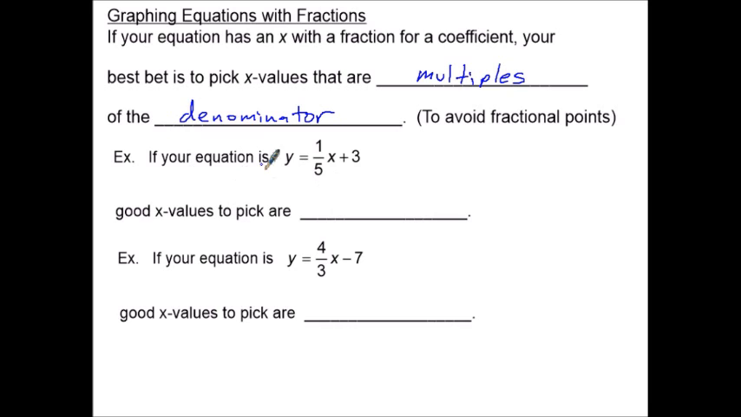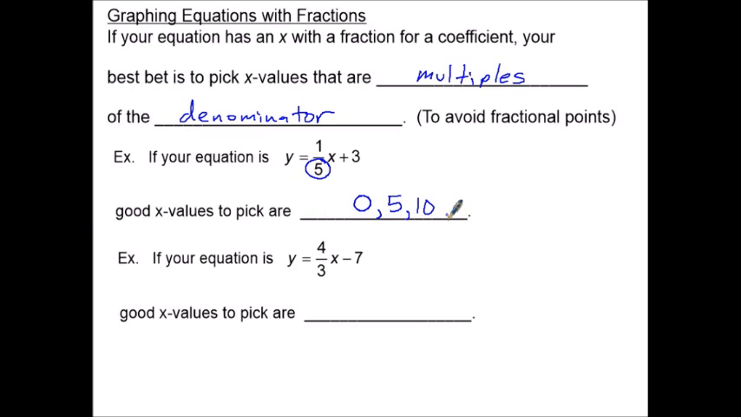Okay, so for instance, your equation is y equals 1/5 x plus 3. Again, I'm looking at my denominator now. So I'm looking at that 5 and thinking, okay, what are multiples of 5? Now first of all, one thing that most people don't think of when they think multiples is 0. And 0 is actually a multiple of every single number, which is kind of nice. So a number I can always pick is 0. Okay, and then multiples of 5 from there, most people probably started thinking 5, they started thinking 10.